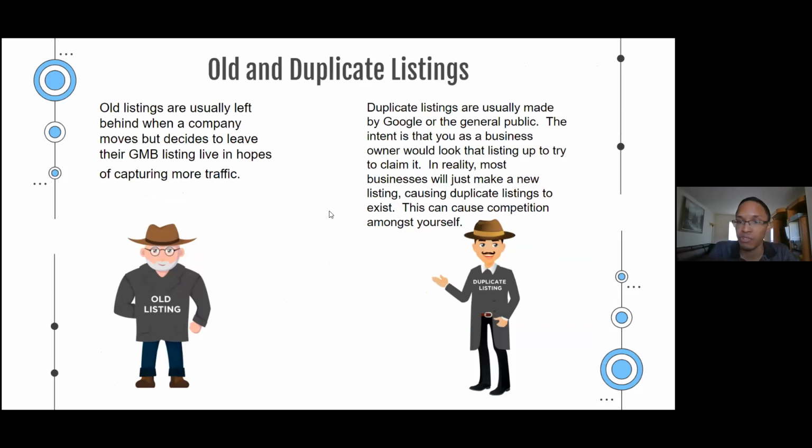Old and duplicate listings, we kind of went over this before, where old listings are just listings left behind by companies. They could still be competing against you. Just report them. Same thing with duplicate listings. If they're out there and you can identify them, just report them to Google.